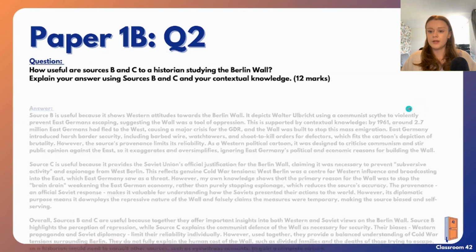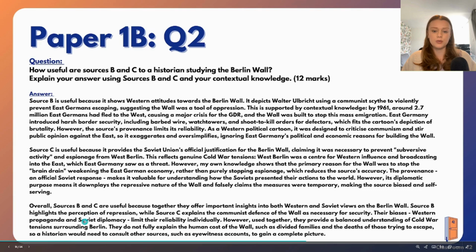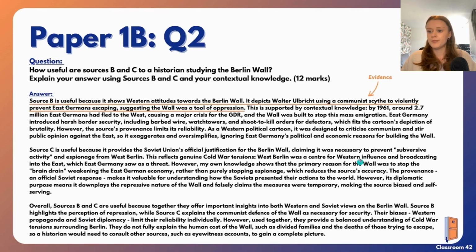So let's take a look at our example answer for this question. You can see here we've got the 3 paragraphs, one on source B, one on source C, and then our overall judgment on the usefulness of both sources together. First of all, we give our evidence. This is the evidence from the sources, so the content of the sources. We're showing that source B is useful because it shows Ulbricht using a communist scythe to violently prevent East Germans from escaping, suggesting the wall was a tool of oppression.